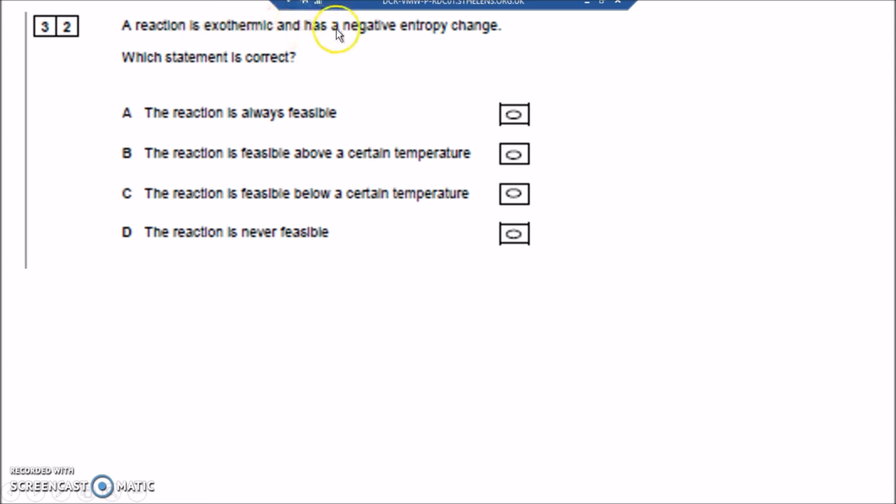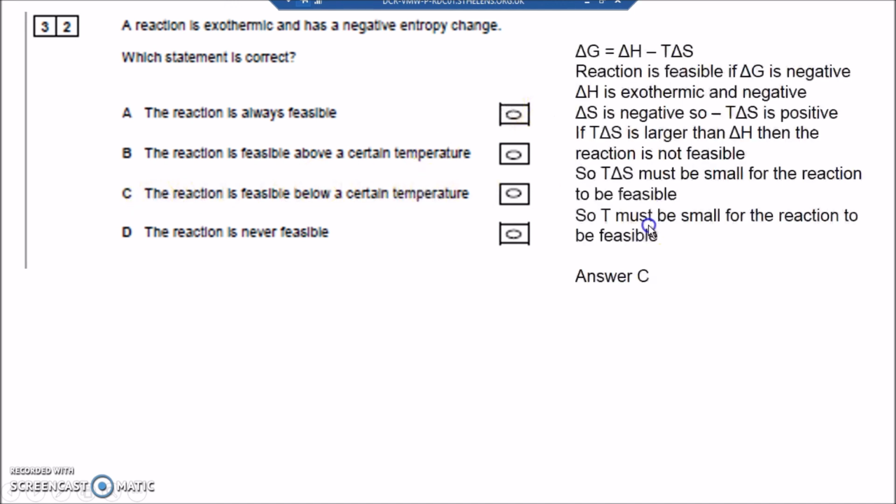A reaction is exothermic and has a negative entropy change. Which statement is correct? Tough, a tough question. Let's do spoilers and I'll show you the reaction and I'll show you why it's C. Delta G is delta H minus T delta S. The reaction is feasible if delta G is negative. So we've got to get a negative value here for this reaction to possibly go ahead.